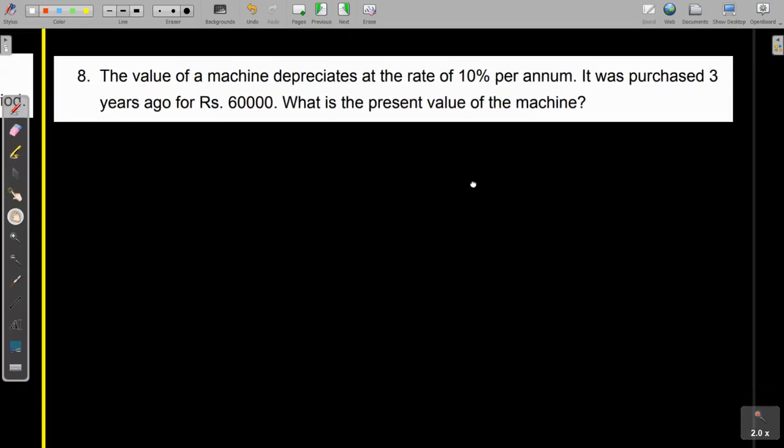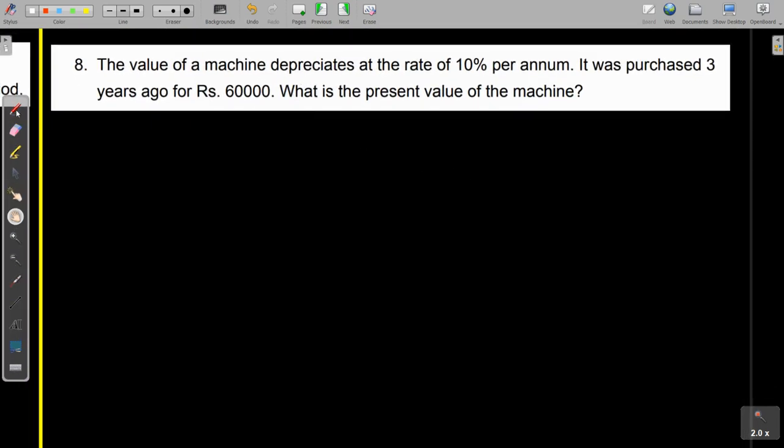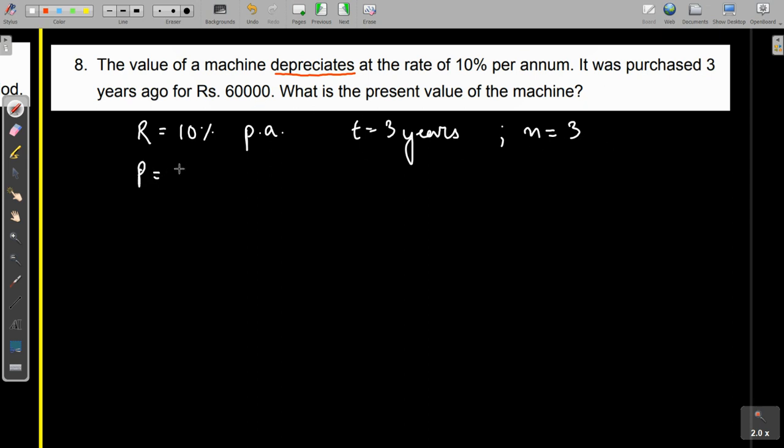That is question number 8. The value of a machine depreciates. You see, there's another word, depreciates. When it says depreciates, is the value increasing or decreasing? It's decreasing. So remember, we have to account for this when we are calculating. Now, we know the rate of depreciation is 10% per annum. It was purchased 3 years ago, so time is 3 years, and it's depreciating per year, so n would be 3. It was purchased 3 years ago for rupees 60,000, and the P was rupees 60,000. So we need to find A.